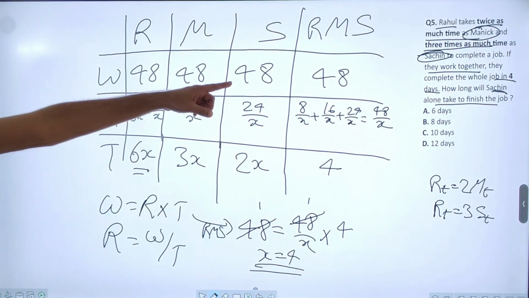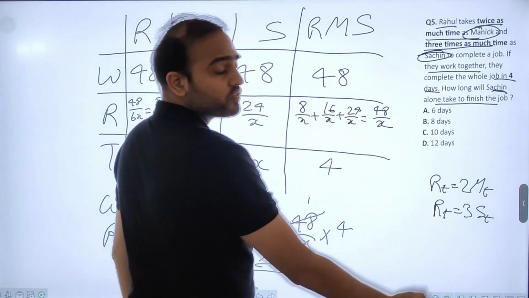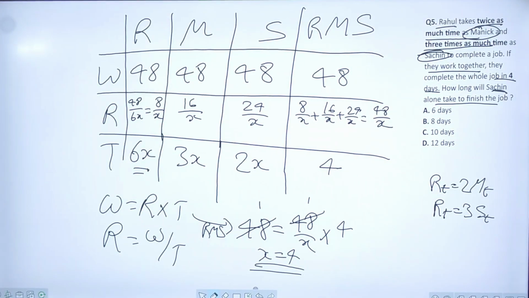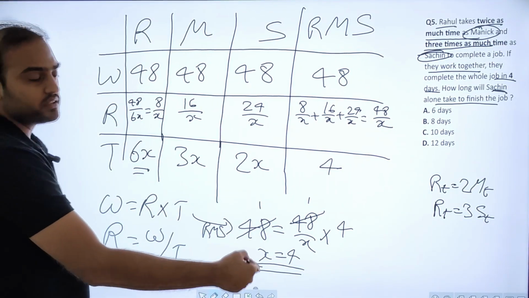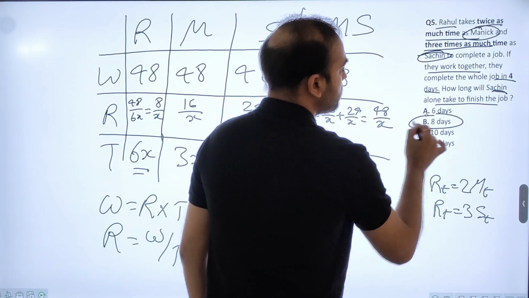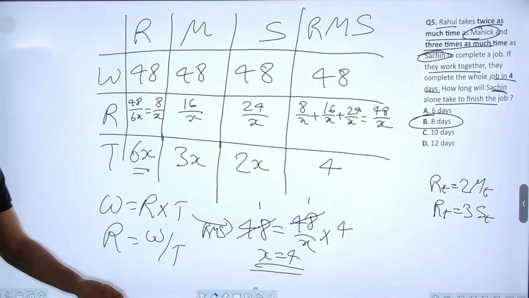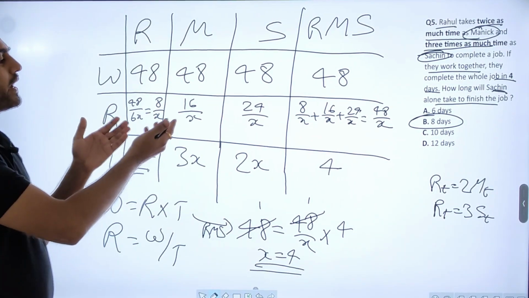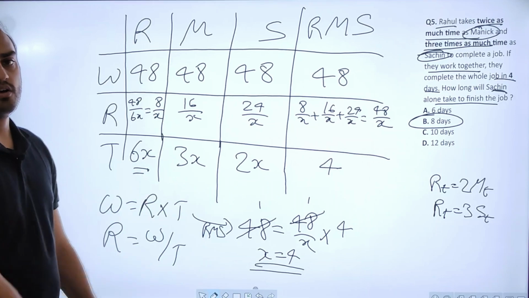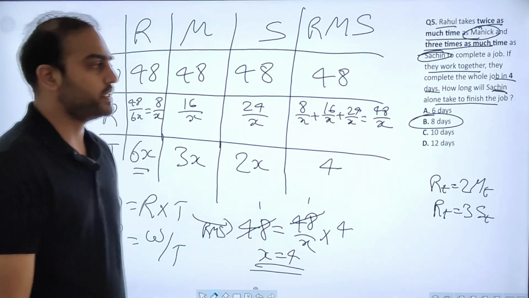Okay, let's read the question again. The question is, how long will Sachin take to finish the job? So if you look at it, Sachin will take 2x, that is 2 times 4, 8 days. So even if a relationship between time is given, you can still assume a value and find in terms of x. Okay, let's move to the next question type.